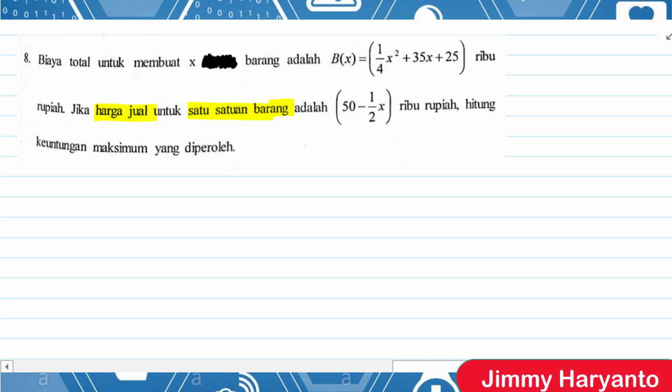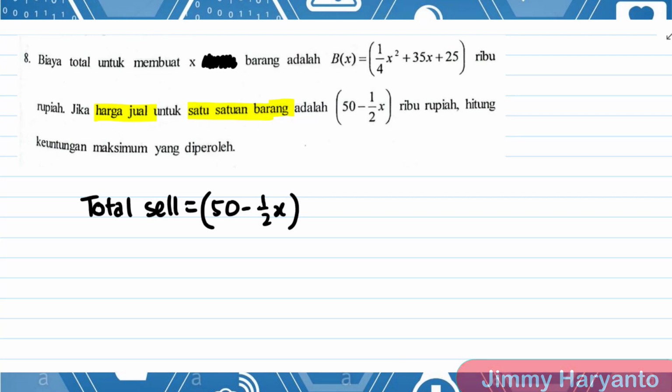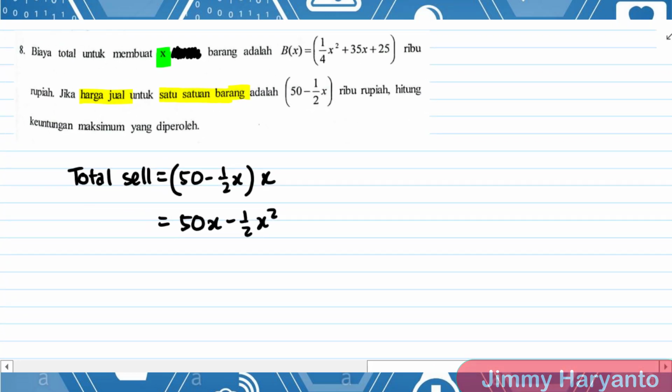Okay, so first I will find the total sale. Total sale equals 50 minus half X. That is for 1 unit, right? But since we have X units, we have to times it with x. So we will have the total sales. The total sales will be 50x minus half x squared. And then the next one is to find the keuntungan, the function of the keuntungan, profit.